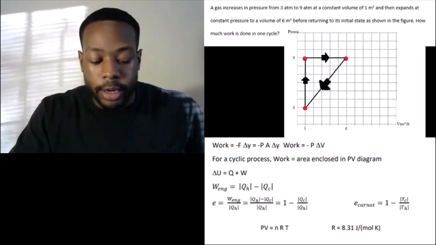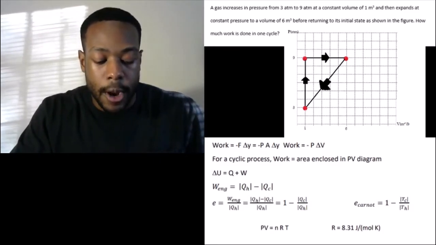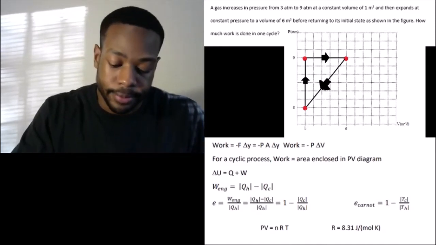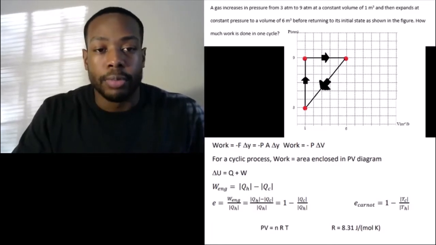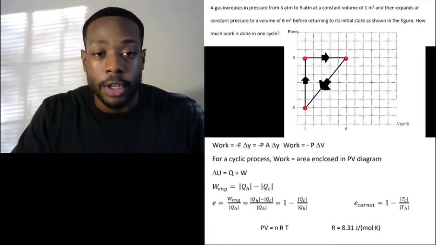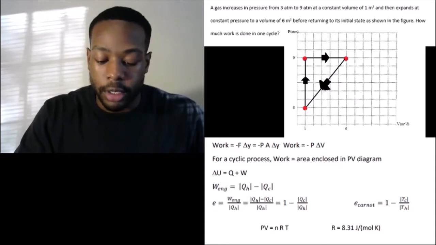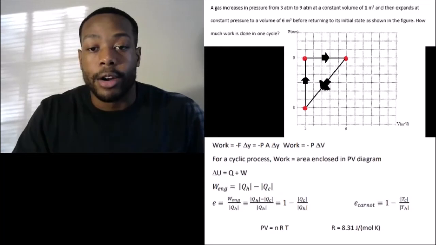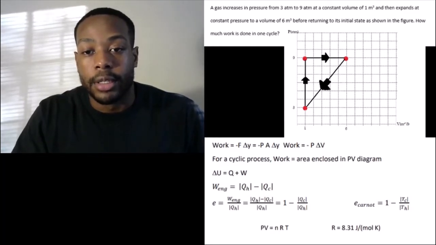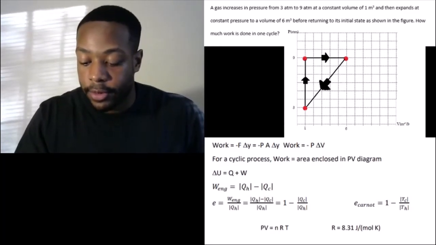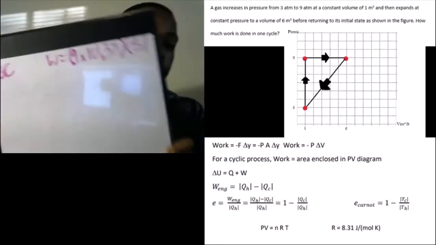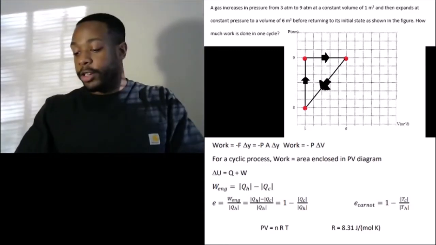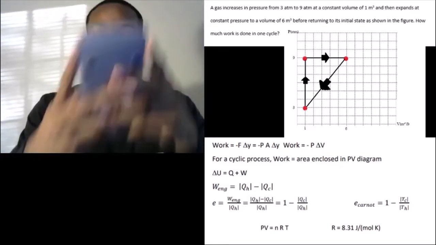So work here is going to be, so our pressure is going to be the 9. It's in atmospheres, so we're going to have to multiply it by our conversion rate, which would be 101,325. And our change in volume is going to be 6 minus 1, which is 5. So this is what we're looking for, B to C. And we can get our answer, do a little math in the calculator.